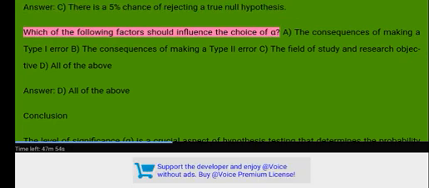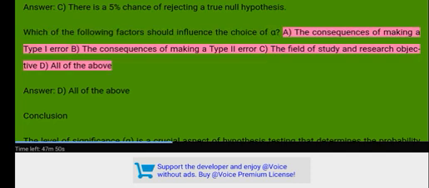Which of the following factors should influence the choice of alpha? A. The consequences of making a type 1 error. B. The consequences of making a type 2 error. C. The field of study and research objective. D. All of the above.